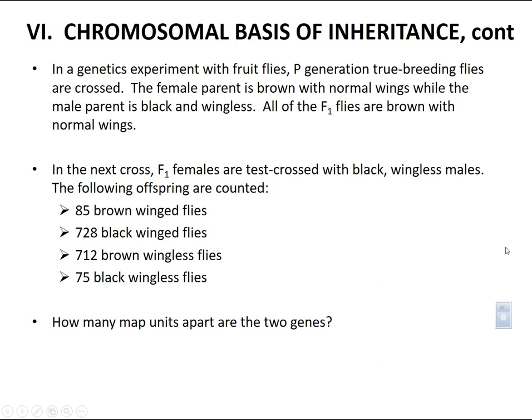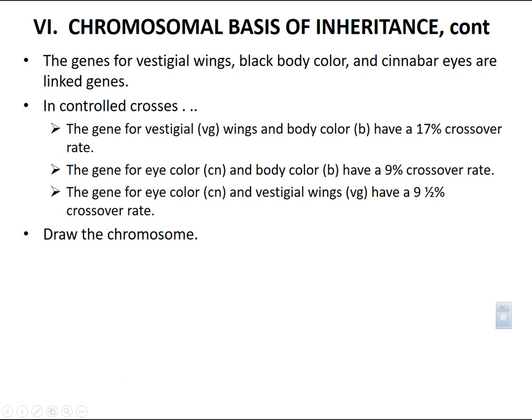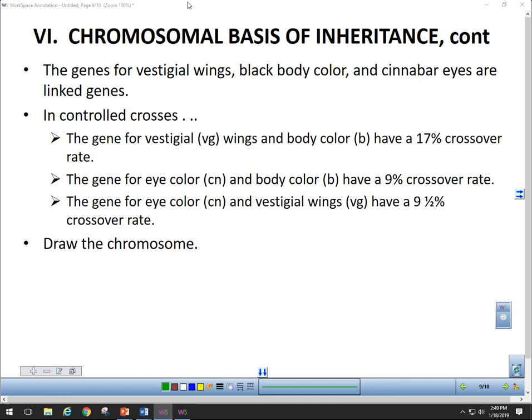Here's another one. We're going to draw a chromosome on this one. The genes for vestigial wings, black body, and cinnabar eyes are linked genes. Okay, we've got three traits here. Vestigial wings, black body, cinnabar eyes. Okay, in controlled crosses, vestigial wings and body color have a 17% crossover rate.